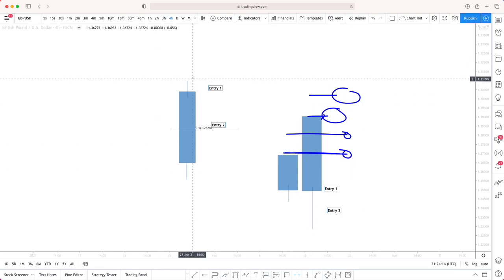So the entry topic is going to be split into 2 parts: risk entries and confirmation entries. Confirmation entries are the safest way to trade, and risk entries are called that for a reason. In the next video, we're going to talk about risk entries to start off with, and then we're going to talk about confirmation entries in the following video.